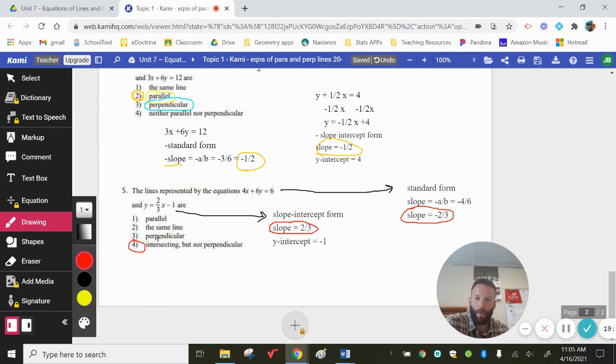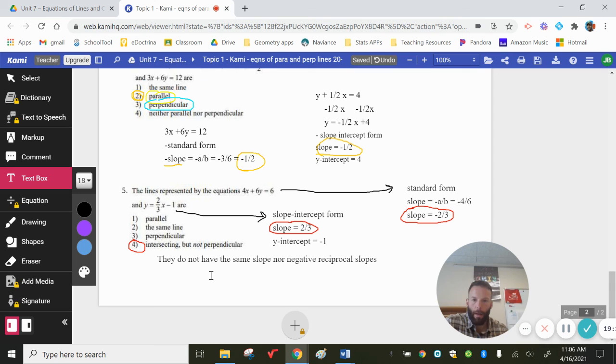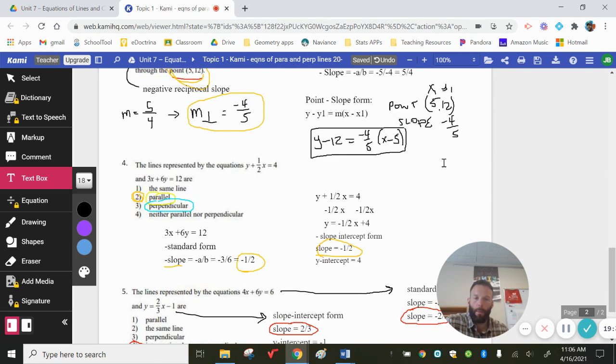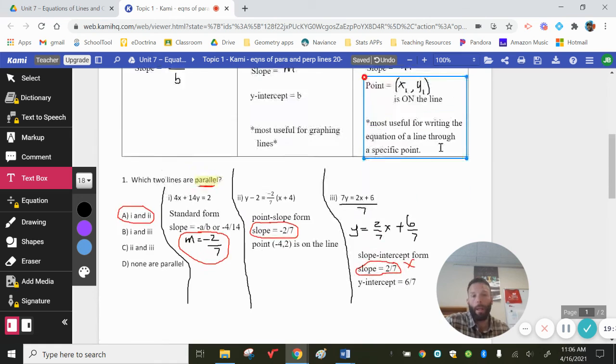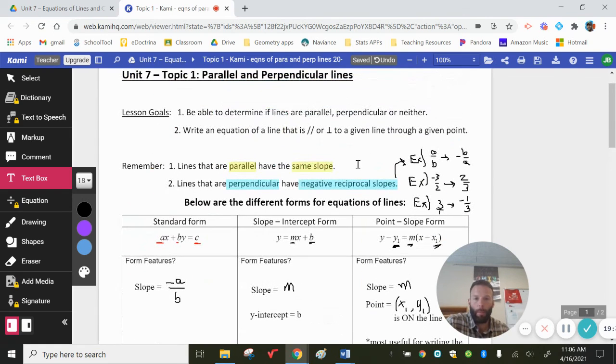Because they don't have slopes that are the same, and they don't have slopes that are negative reciprocals, they must be intersecting lines, but not perpendicular. Let me write a little note for you. They do not have the same slope nor negative reciprocal slopes. That's why they must be intersecting but not perpendicular. So there you have it. There's topic 1, part 1, lines that are parallel and perpendicular, and lines that are parallel or perpendicular through a given point.